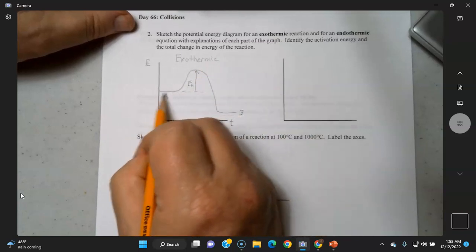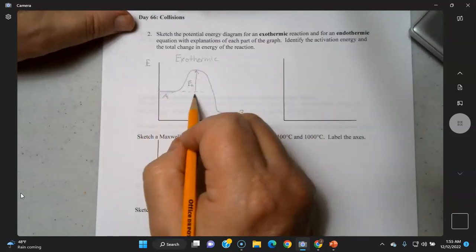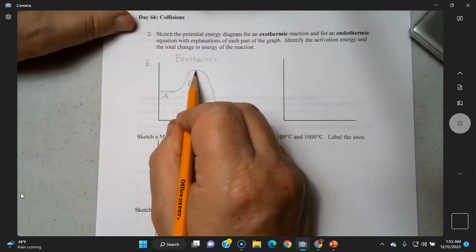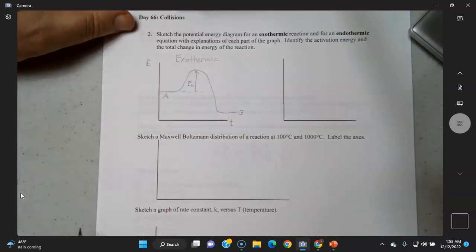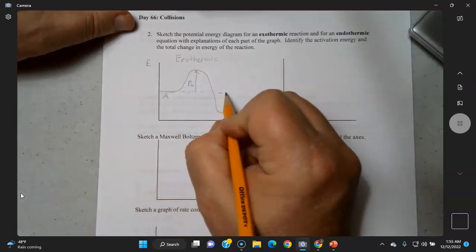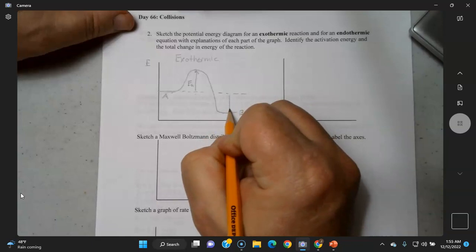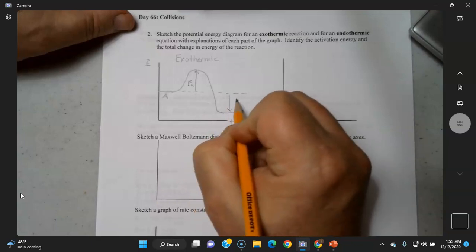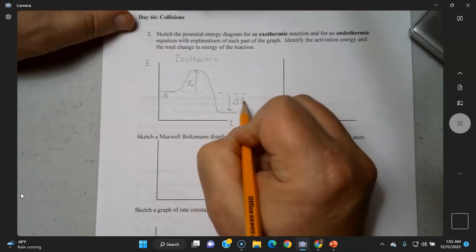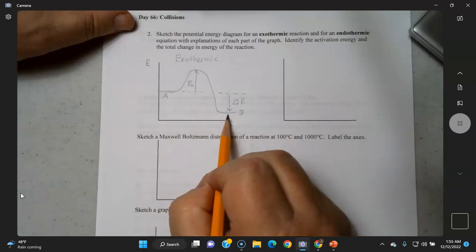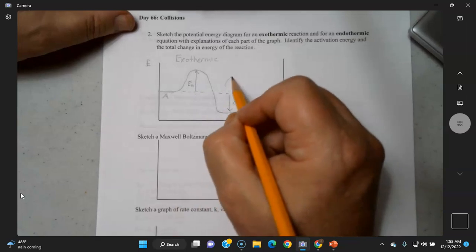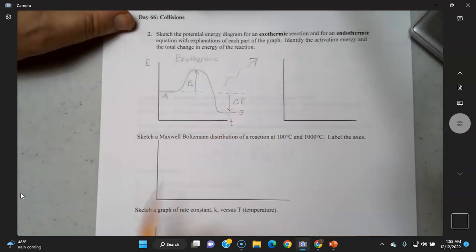It's the difference between the energy level that the reactant was at and how high it has to go to get over this hill. So you have to give it this much energy to get it up over this hill so it goes down to the products. If you come over here, this is the difference in energy, the change in energy, delta E. It goes from where the reactants were down to where the products are. It's lower energy, so that means energy comes out. That's what that arrow represents.